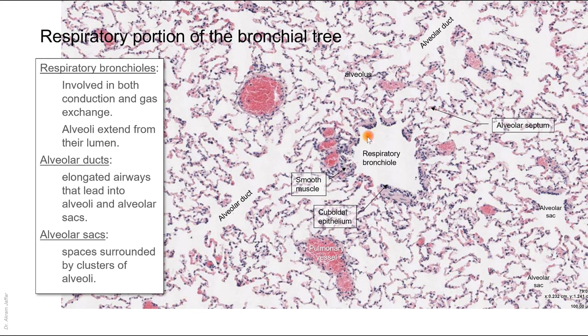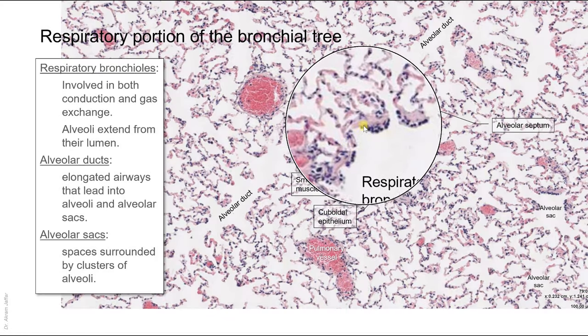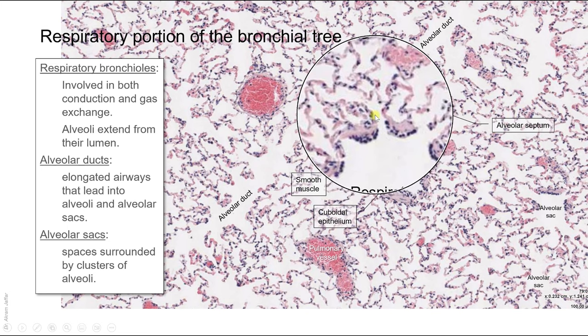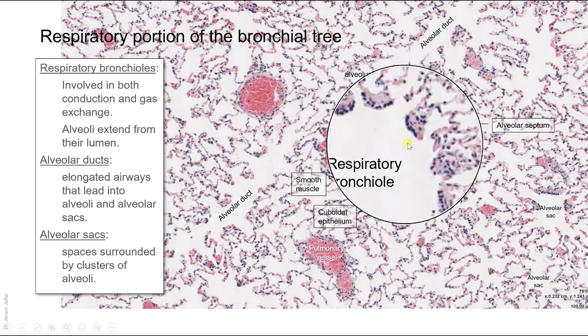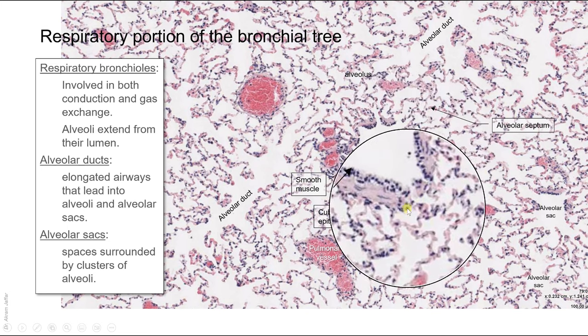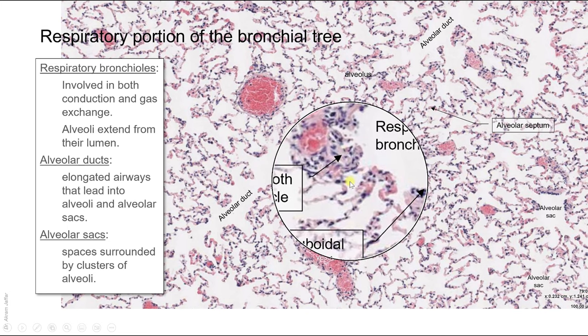Still, it has mucosa, where the cells are cuboidal epithelial cells, simple cuboidal epithelium, because they are becoming shorter and shorter. And there is some evidence of smooth muscle fibers here in the wall. But at the same time, you can see that the bronchiole is connected to alveoli. So that's why some gaseous exchange takes place here. They are directly connected to alveoli or alveolar sacs.